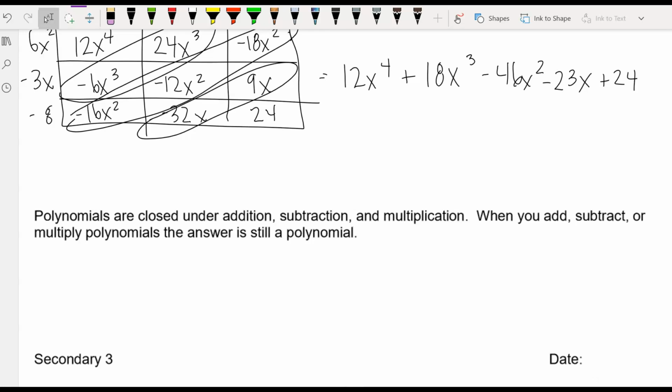All right, and then just remember polynomials are closed under addition, subtraction, and multiplication. So when you add, subtract, or multiply polynomials, the answer is still a polynomial.